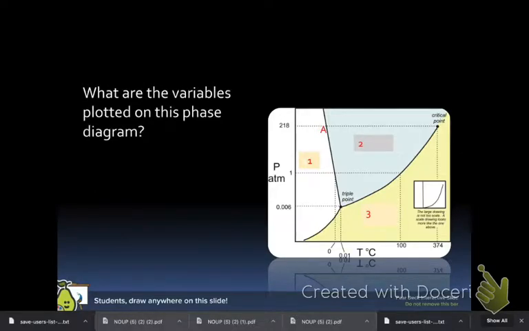So what are the variables plotted on this diagram? What are the things that can change? Oftentimes people get confused and think we're talking about the solids, the liquids, and the gases. No, that's not it. Think about variables in science or in a graph. You have the dependent and the independent variable. The dependent variable is always on the y-axis, and that's our atmosphere. Our independent variable is the x, and in this case it's temperature. So our variables are atmosphere and temperature, or pressure and temperature.